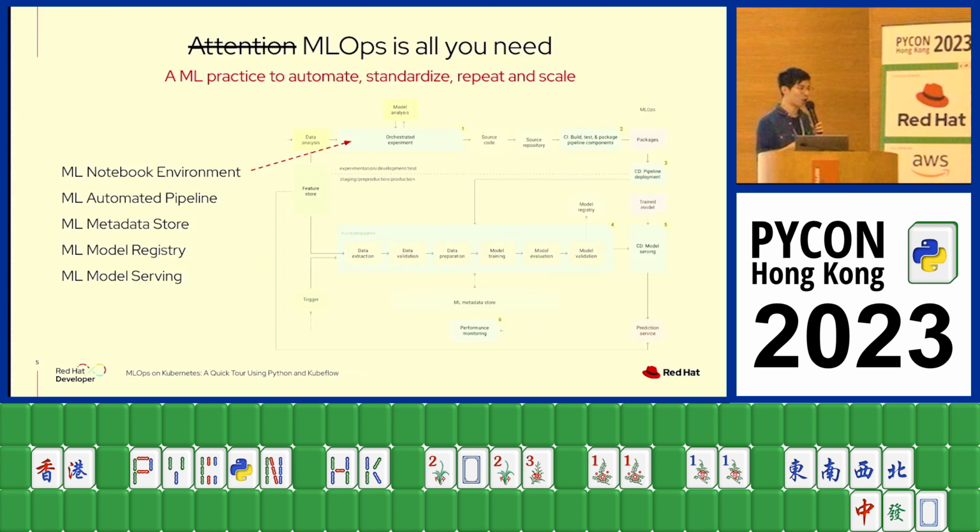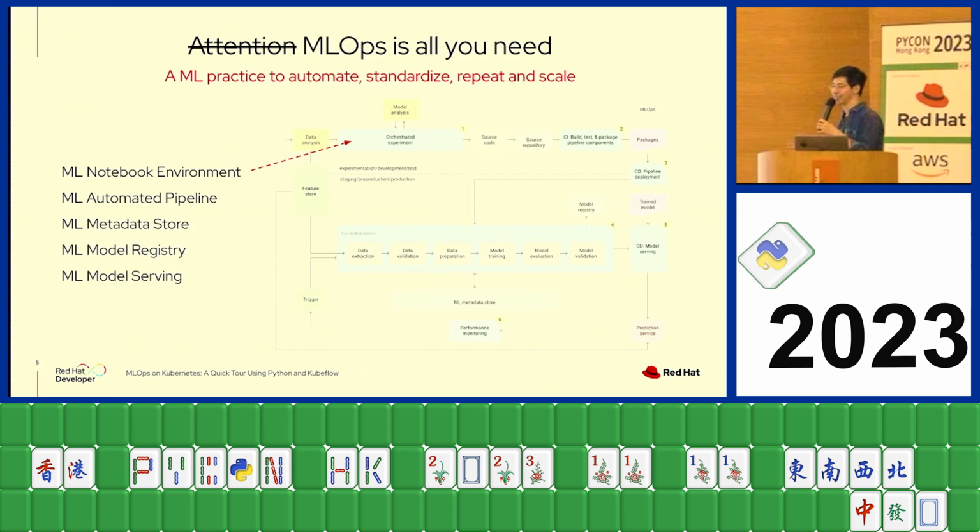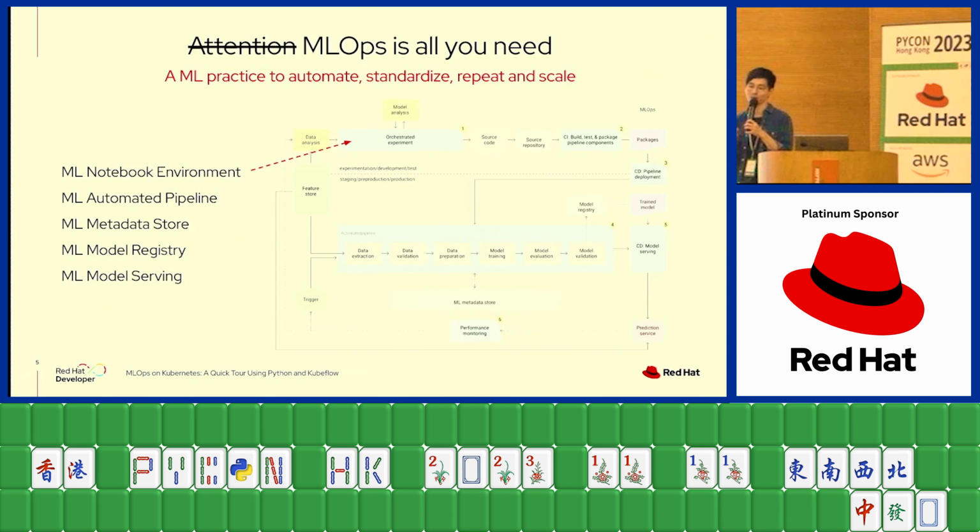I'm sure you have heard of the very famous paper called "Attention Is All You Need," right? If you're familiar with data science, if you're familiar with LLMs, then you should know this paper, because this paper is the origin of the transformer architecture. But I'm not going to talk about transformer architecture today. I'm talking about MLOps. I will rephrase the title: MLOps is all you need.